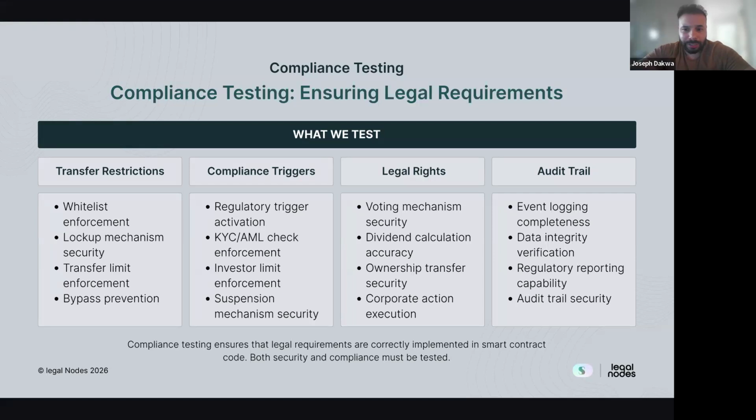Great. So we look at what we test, again, going back to the transfer restrictions, the compliance triggers, your legal rights, and audit trails. Some of the core things to take away from here are voting mechanisms, your dividends, transfer ownership security, any corporate actions from an admin perspective, and whitelist enforcement, which again falls under that category. We want to make sure that end to end, that all works seamlessly. And again, the previous methodologies that we just discussed with testing do sometimes uncover whether this is in place or not.